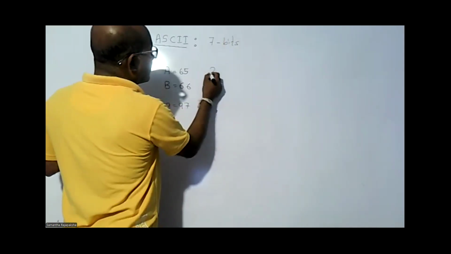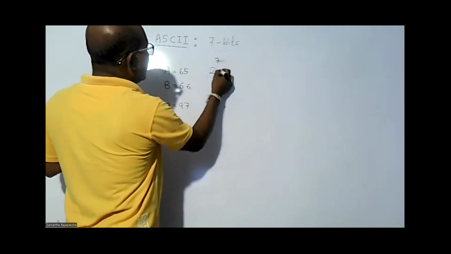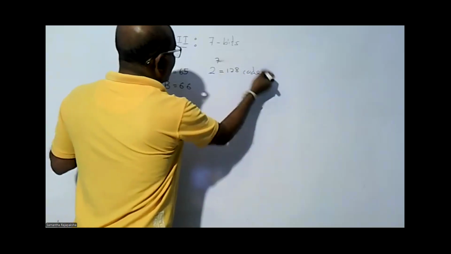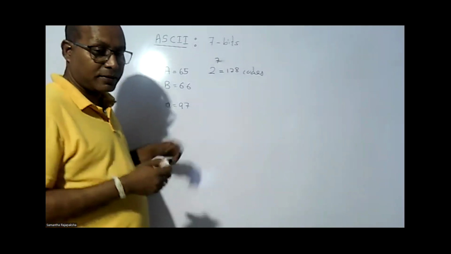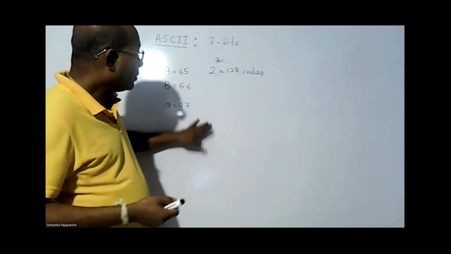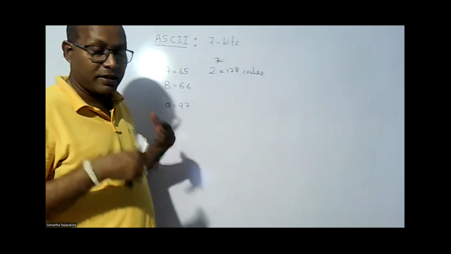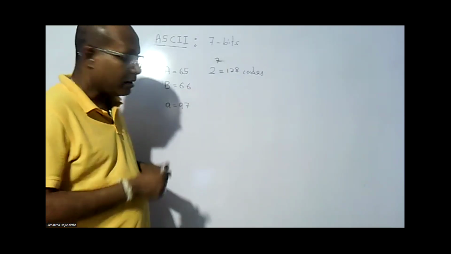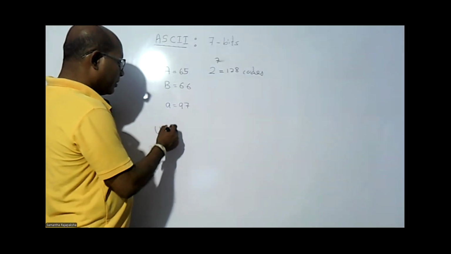That means it was there with 2 to the power 7 symbols, 2 to the power 7 codes actually. That is approximately 128 codes. So this code is enough actually to represent all the English language characters and special characters. But later you know that we have to represent the Sinhala language, Tamil language. In that case, ASCII was not enough. Therefore, nowadays, the encoding technique is using Unicode.